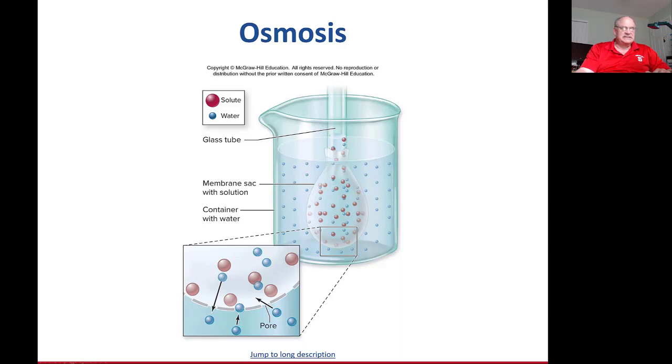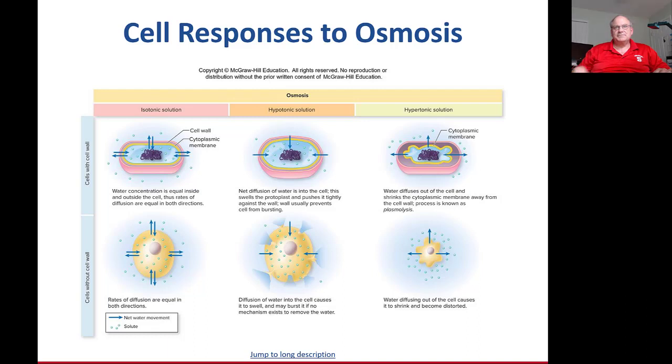But let's look at this. As I mentioned, in an isotonic solution, life is good. The amount of water inside and outside of the cell are the same, so there is no real net movement. Now, it is moving back and forth, just normal equal balance there, equivalent type of movement.